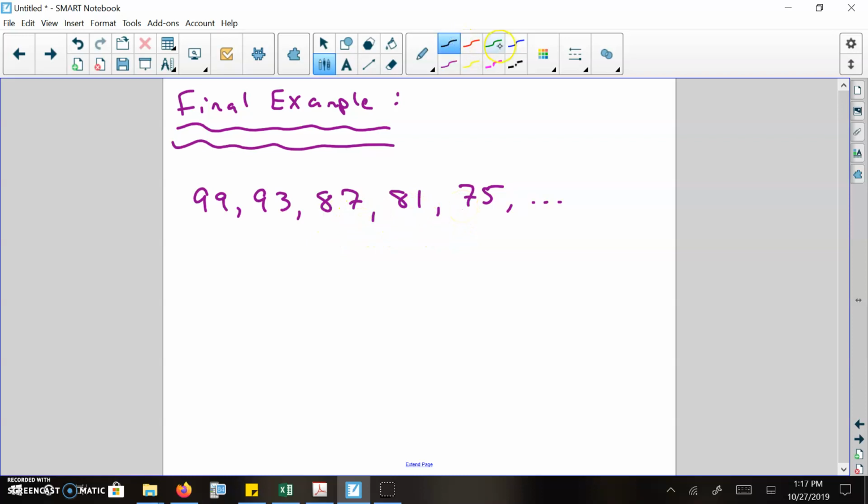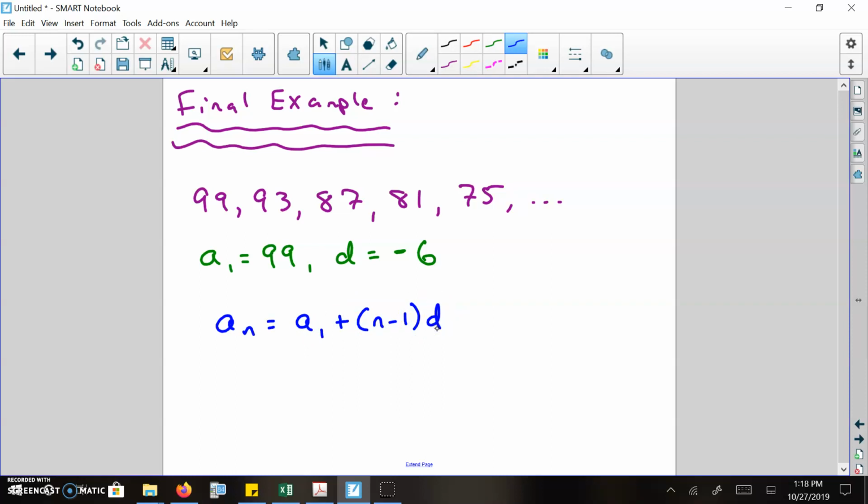If it helps you, each time that you do this, you can write it this way. So a sub 1, that's my first term, is 99. My common difference, now what a lot of people will do on this is they'll say that the common difference is 6. Common difference here is not positive 6, it's actually negative 6, because each time to get from one term to the next, we are subtracting 6. So if you think about that explicit formula that we came up with, here's what it looked like. A sub n equals a sub 1 plus n minus 1 times d.